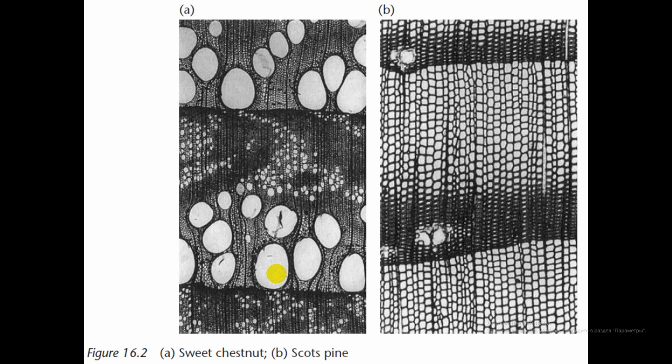Alternatively, vertical vessel cells may be connected to those aligned radially to allow moisture and nutrient movement in the radial direction, in sweet chestnut and Scots pine.